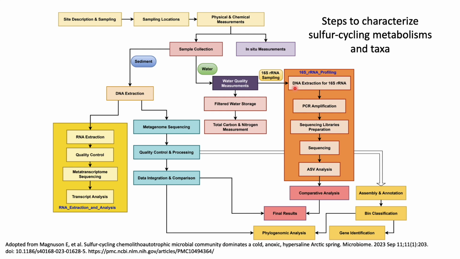So the first step is similar to the DNA extraction in the sediment also. The DNA extraction for 16S RNA first happens, then PCR amplification takes place, then sequencing libraries are prepared, then sequencing happens, then finally ASV analysis is done. Then after the comparative analysis, the final results are published. So these are the various steps required to characterize the sulfur cycling metabolism and the taxa, carried out by a scientist.